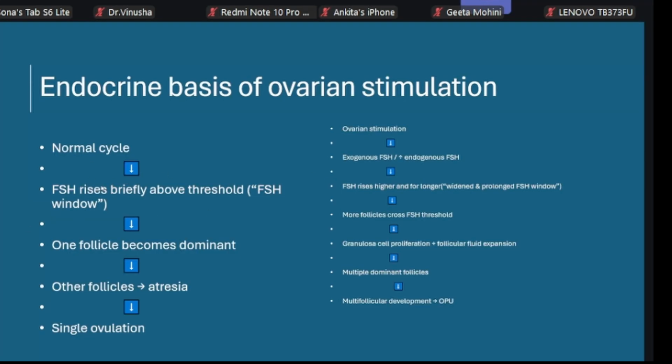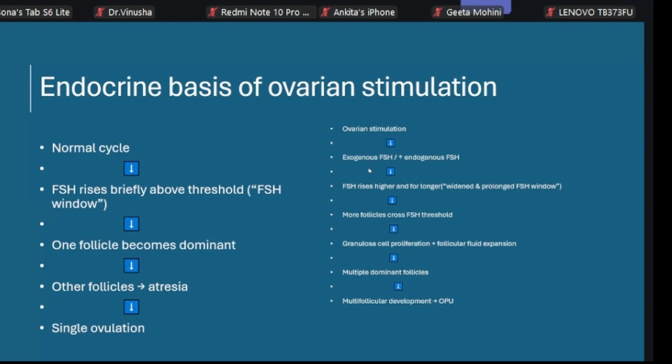So what happens in a normal cycle? On day 2, the follicles get recruited, and the FSH just starts rising briefly. From day 2 to day 5, it is the FSH window, and after day 5, one of the follicles which has the maximum number of FSH receptors will become dominant. All the other follicles will undergo atresia, and the dominant follicle will undergo ovulation.